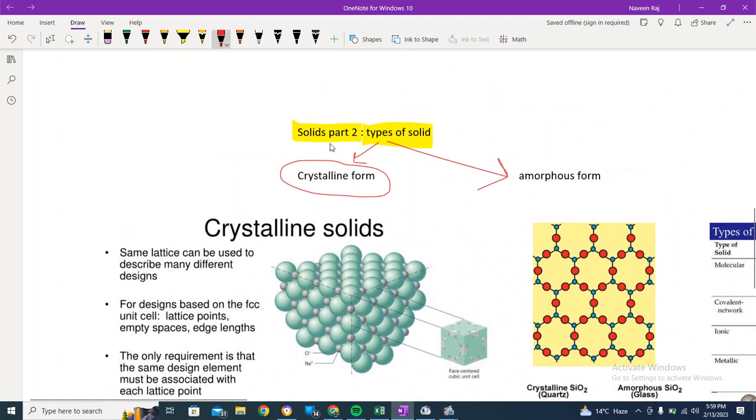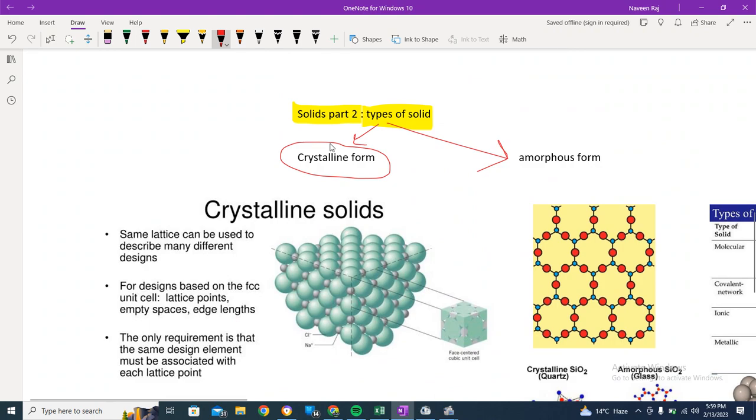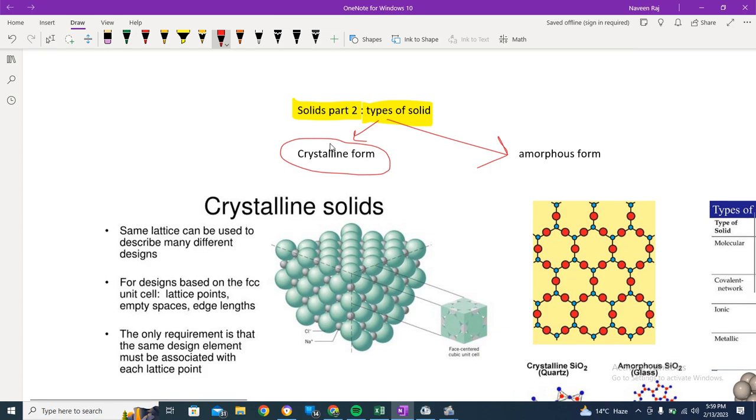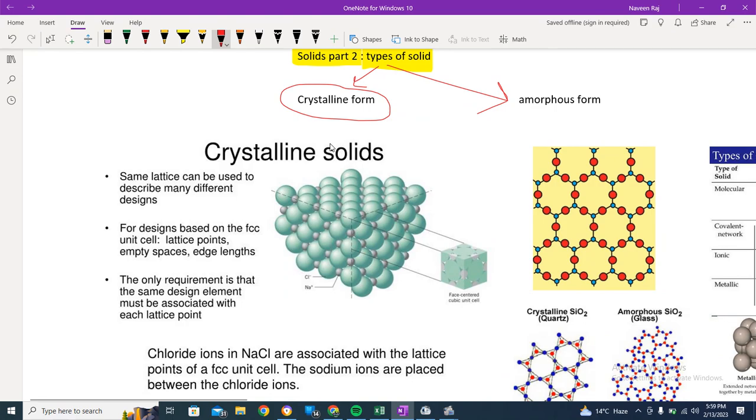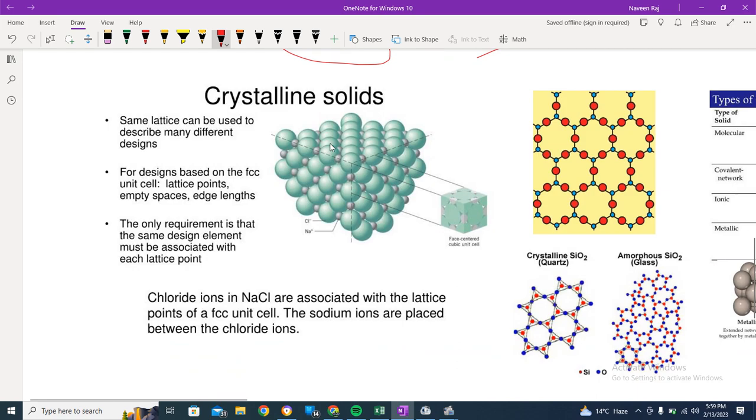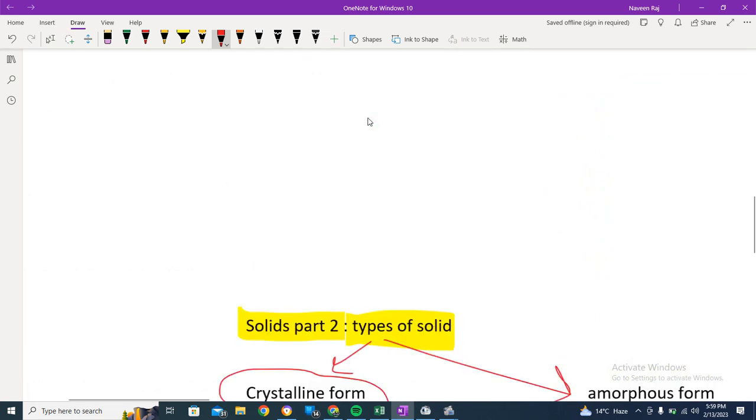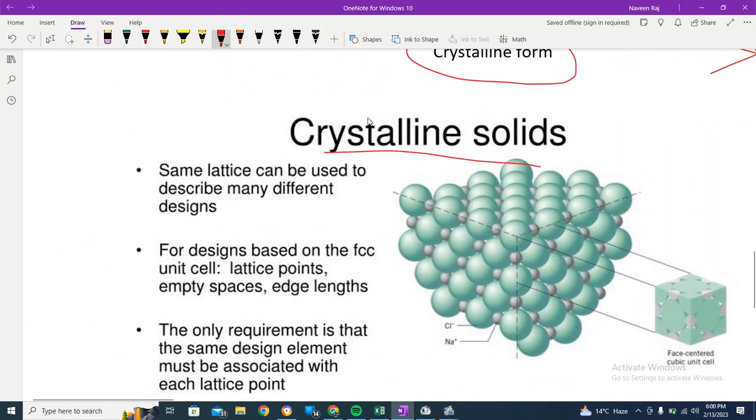First of all, as I discussed before, solid is a state of matter. There are two main types: one is crystalline, one is amorphous. We will be discussing what crystalline means. We are not going into amorphous right now, but you can think of crystalline's opposite as amorphous. We will have a complete different video for amorphous. Now let's start without wasting time. The crystalline solids.